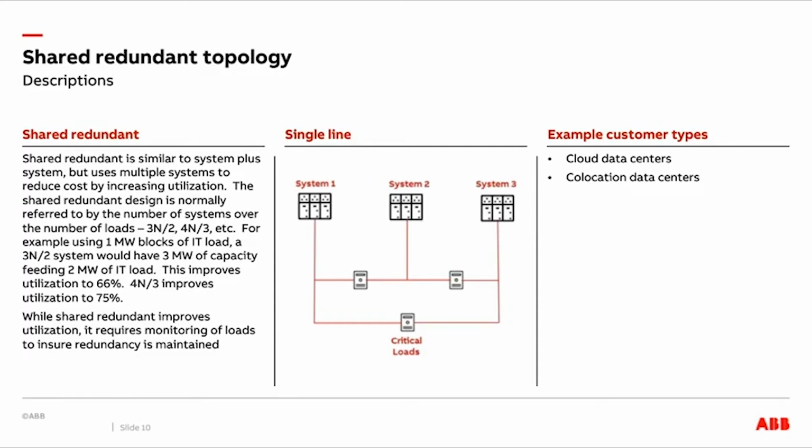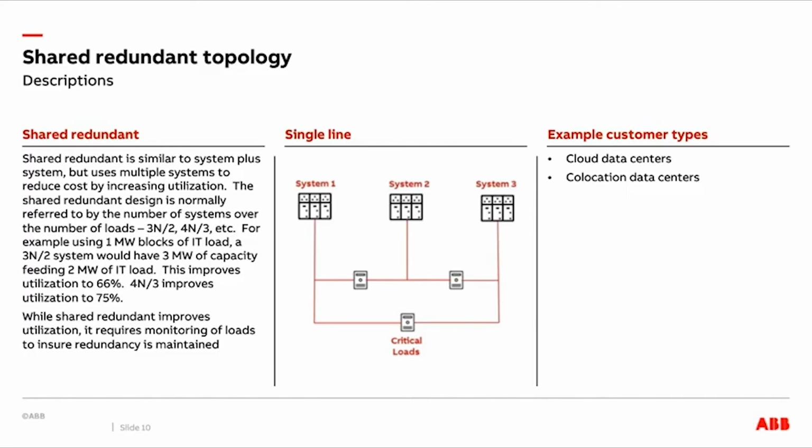The most common shared redundant designs are the 3N/2 and the 4N/3. The 3N/2 uses three independent systems to feed two systems worth of load. For example, three systems each having a capacity of 1,000 kW can feed a load of 2,000 kW, yielding a maximum design utilization of 66%. A 4N over 3 system would have a maximum design utilization of 75%.